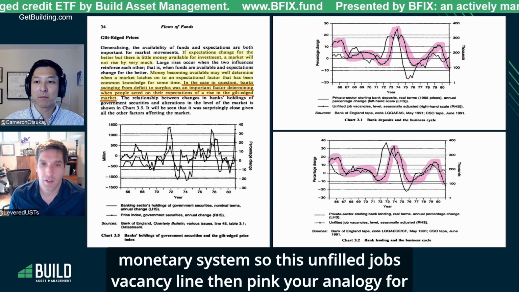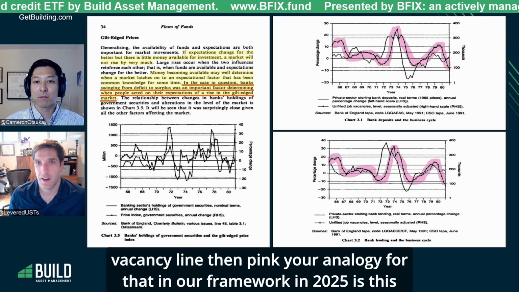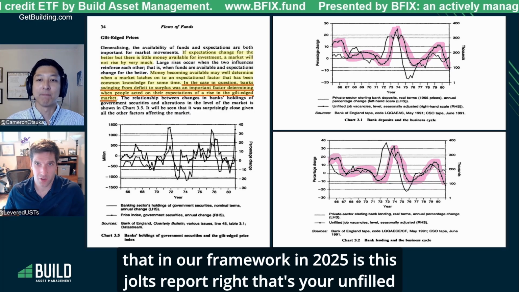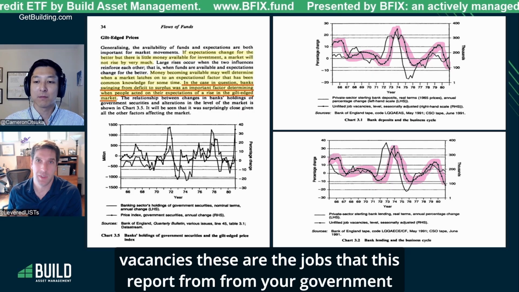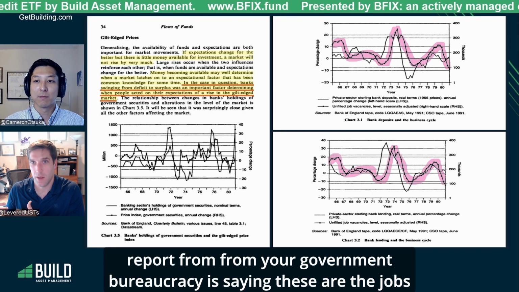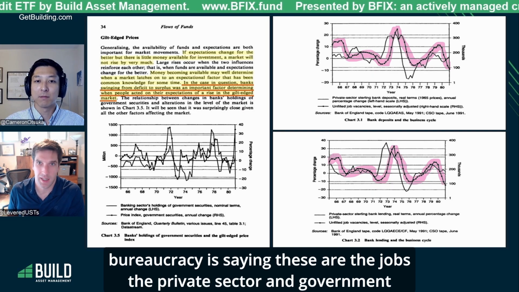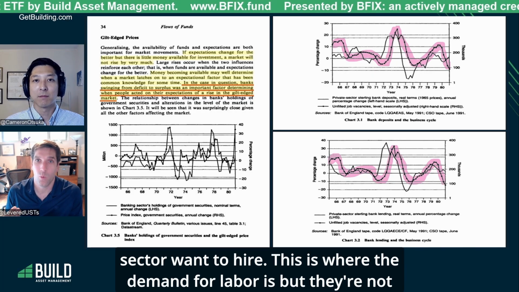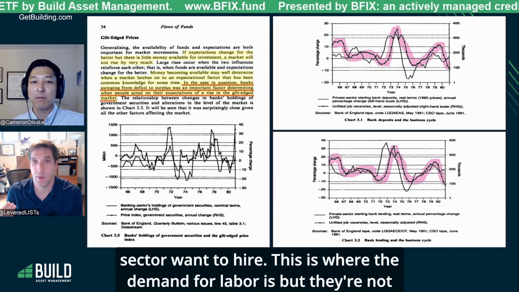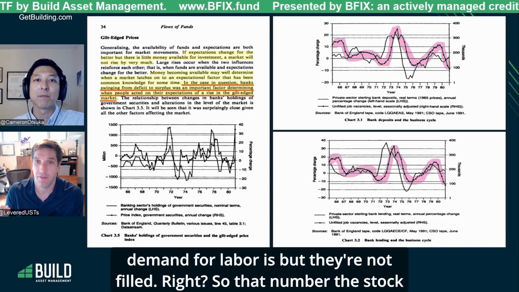So this unfilled jobs vacancy line in pink, your analogy for that in our framework in 2025 is this JOLTS report, right? That's your unfilled vacancies. These are the jobs that this report from your government bureaucracy is saying these are the jobs the private sector and government sector want to hire. This is where the demand for labor is, but they're not filled, right?